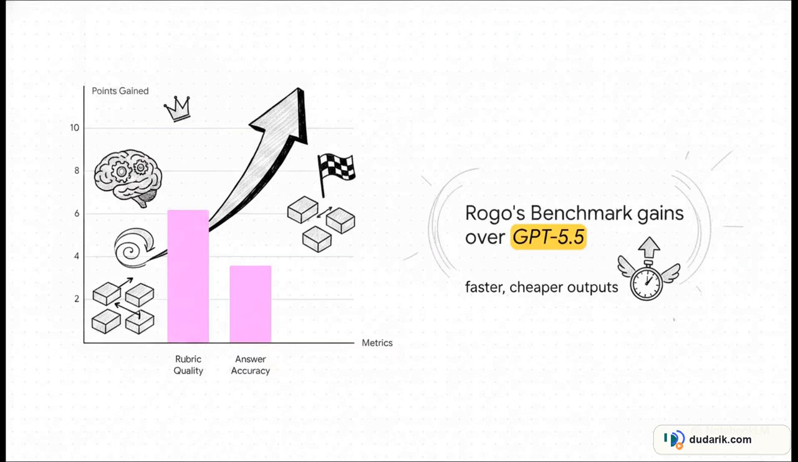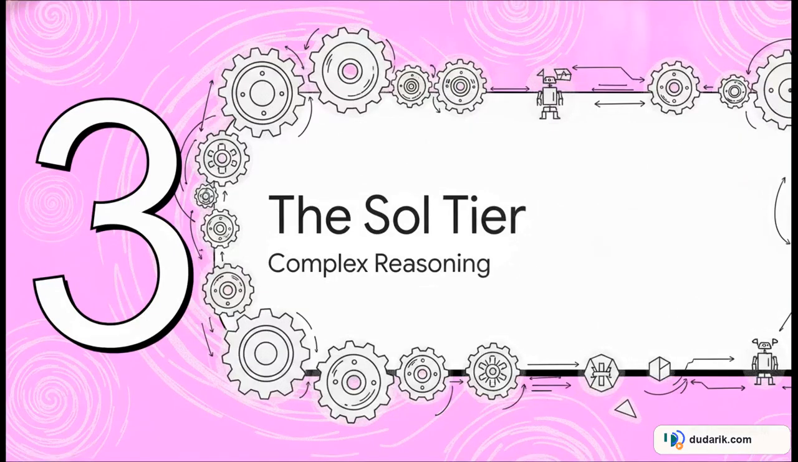And we can see these concrete gains playing out in the real world through third-party evaluations like Rogo's Big Finance Benchmark. Compared to the old GPT 5.5 baseline, GPT 5.6 improved rubric quality by 6.2 points, and answer accuracy jumped by 3.6 points. So you're getting faster, cheaper outputs that are actually demonstrably higher quality. It's wild. Section 3. The Sol tier.